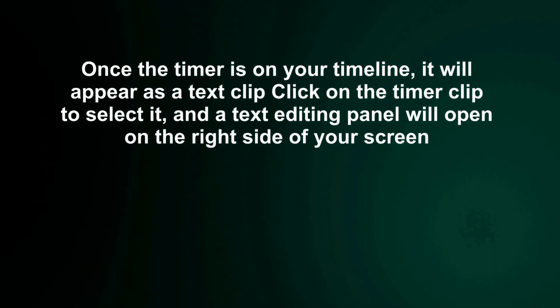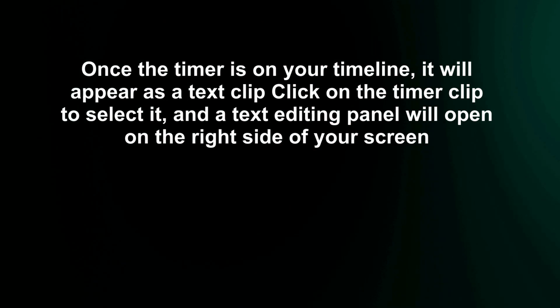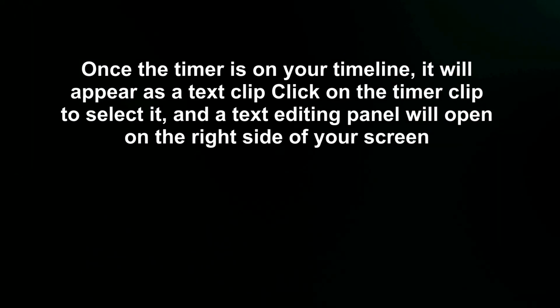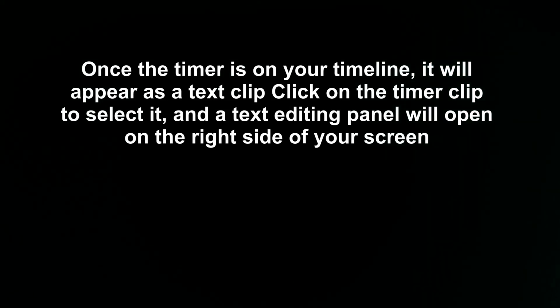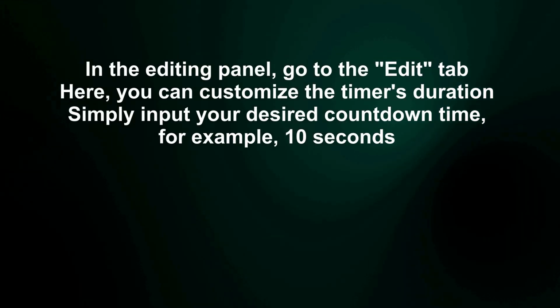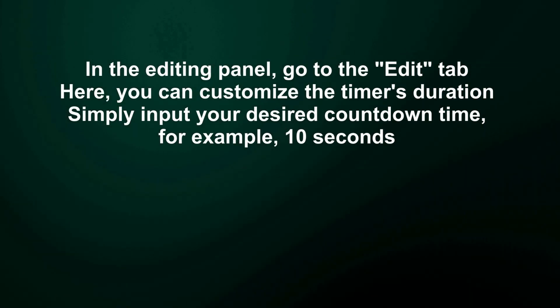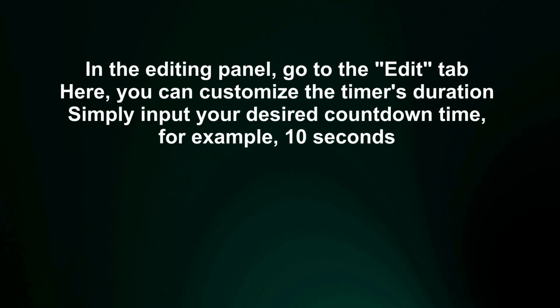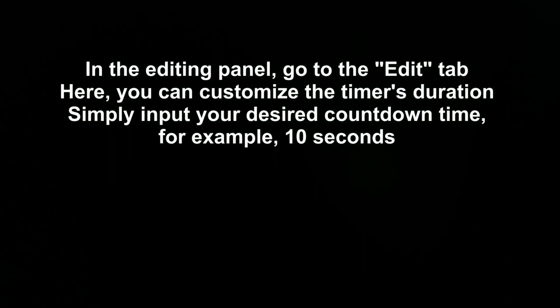Once the timer is on your timeline, it will appear as a text clip. Click on the timer clip to select it, and a text editing panel will open on the right side of your screen. In the editing panel, go to the Edit tab here. You can customize the timer's duration. Simply input your desired countdown time, for example, 10 seconds.